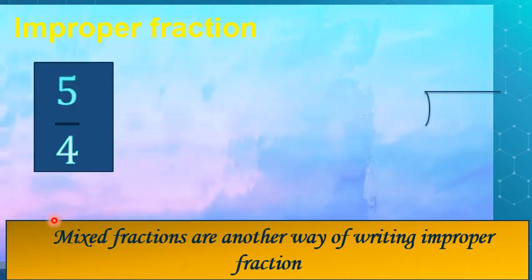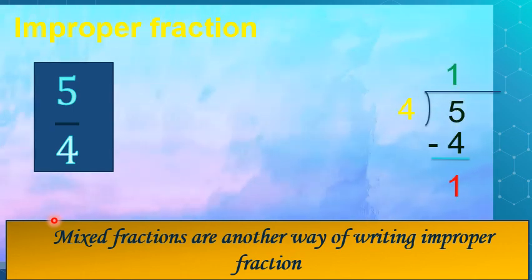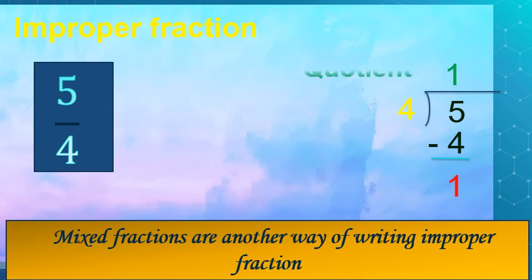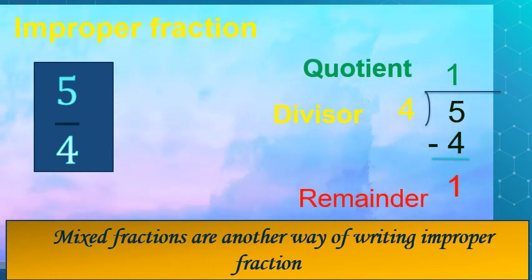Now let's take an improper fraction 5/4. 5/4 means 5 is divided by 4. If we divide 5 by 4, then 4 times 1 is 4. Then 4 ones are 4. 5 minus 4 is 1. Now 1 is the quotient, 4 is the divisor, and 1 is the remainder.